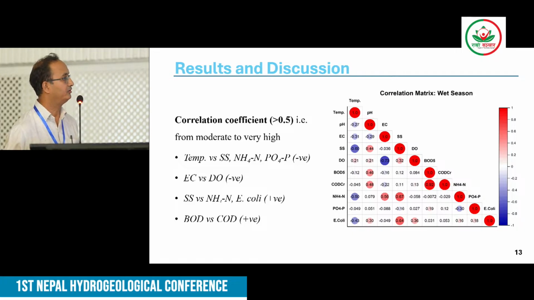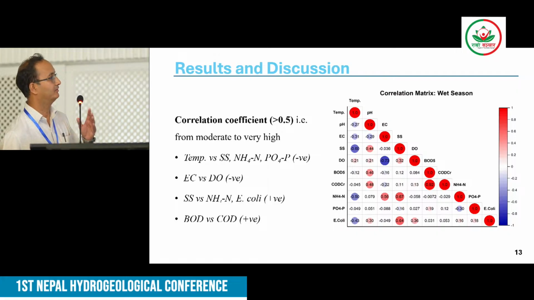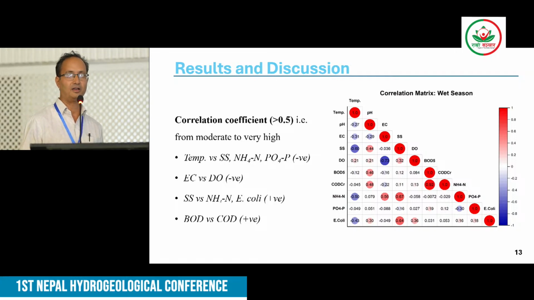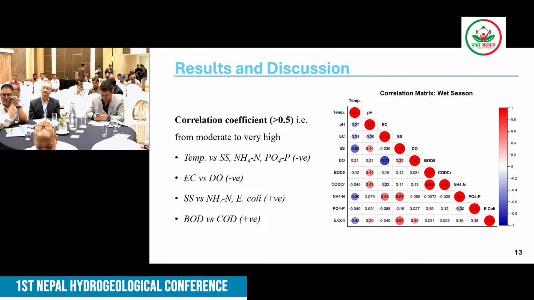This is the correlation coefficient for the wet season. In this also we have a similar correlation. If you compare with the earlier slide, that was the dry season, and this is the wet season, we have this similar kind of correlation with the parameters.